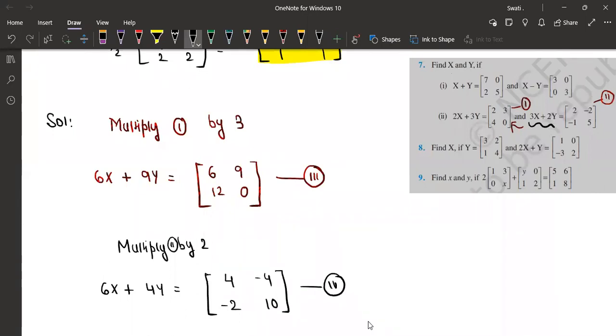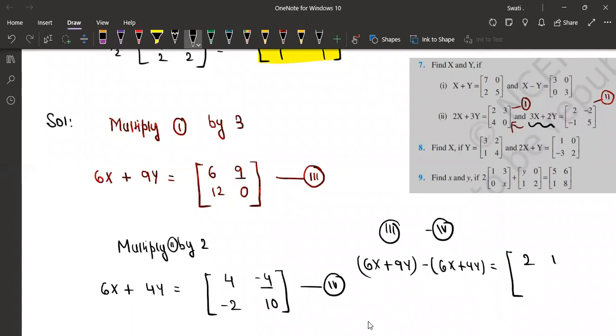What I'm going to do, I'm going to simply do 3 minus 4. So this will become 6x plus 9y minus 6x. Okay, let me write down 6x plus 9y minus 6x plus 4y. On the other side, let's subtract directly. 6 minus 4 is 2. 9 minus 4. So that means 9 plus 4, that is 13. Then 12 minus 2, that is 14. And then 0 minus 10, that is minus 10.